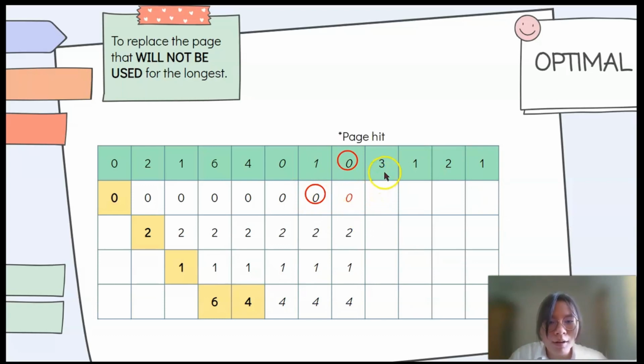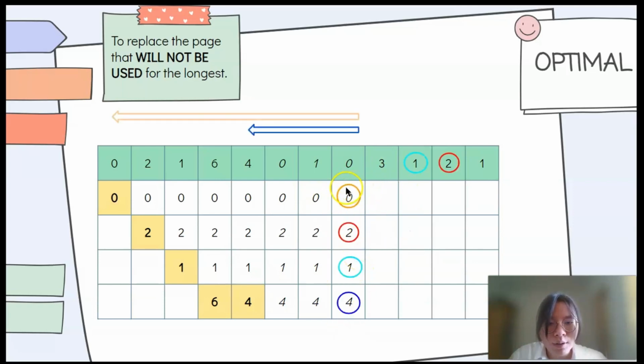Now we're looking for 3. 3 isn't in this frame, so we are going to look ahead. First one is 0. 0 doesn't appear in the future, so we look back. Next is 2. 2 appears in the future here, so it stays, and 1 is the same.